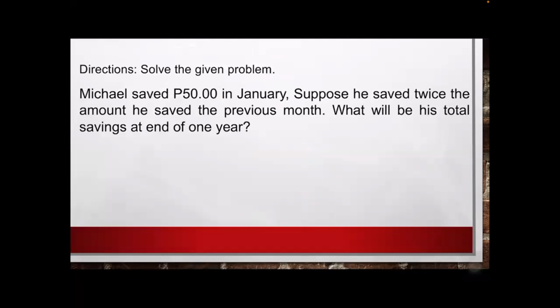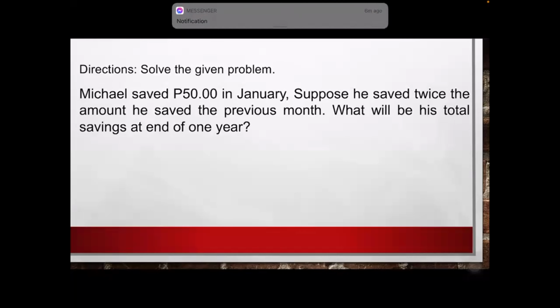Kasi baka malito kayo. Before we have this, explain muna natin yung problem. Sabi dito, Michael saves 50 in January. Suppose he saved twice the amount he saved the previous month. Then, what will be his savings at the end of 1 year? Kasi malito kayo dito, save twice the amount. So, magkakaroon tayo dito ng save 50. So, therefore, our first term is 50.